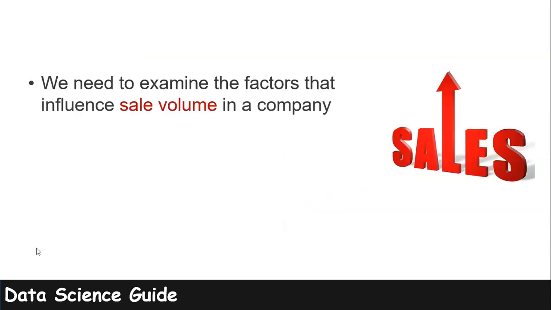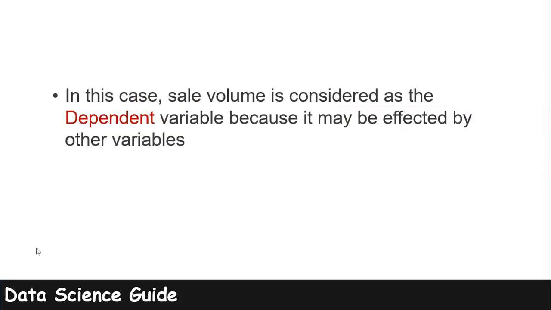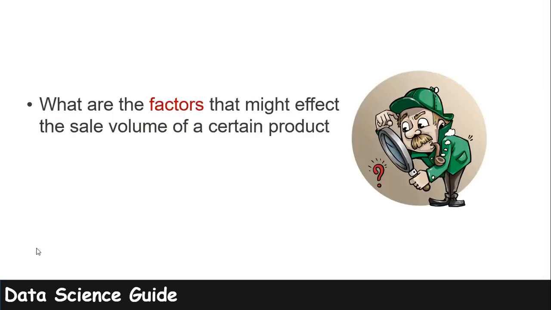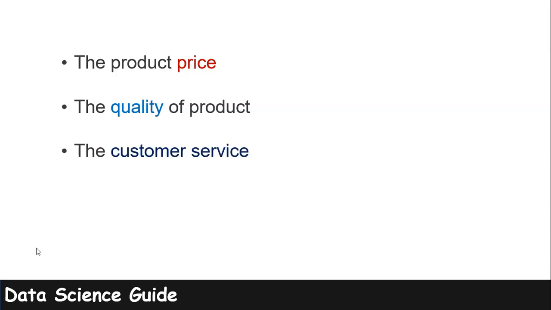Let's say we need to examine the factors that influence sales volume in a company. In this case, sales volume is considered the dependent variable because it may be affected by one or more other variables. What are the factors that may affect the sales volume of a certain product? It could be the product price, the quality of the product, the customer service, or the store location.